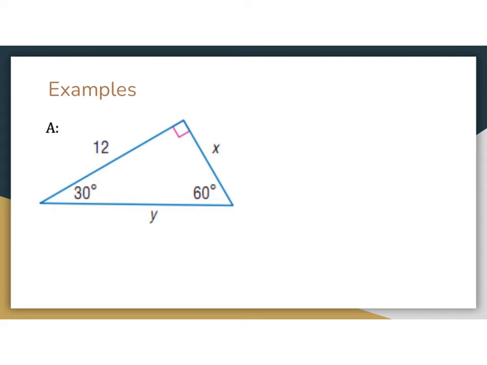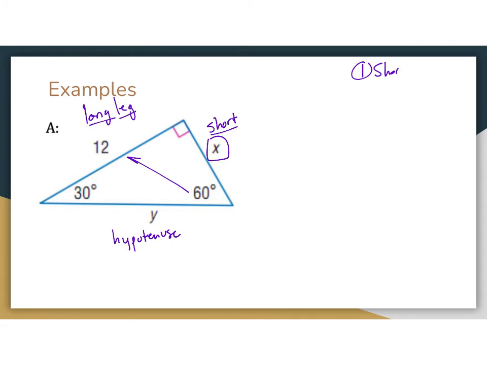So now let's take a look at what we have here. We're looking for x, which is my short side, and y, which is my hypotenuse. We're given the long leg, and from there we need to figure out the other two sides. I'm going to try to figure out the short side first.